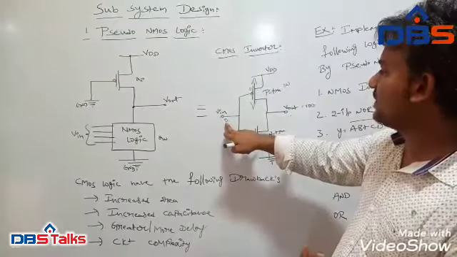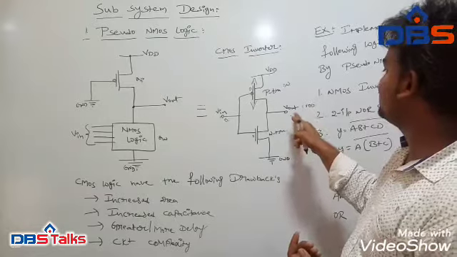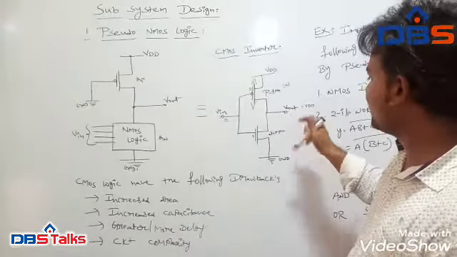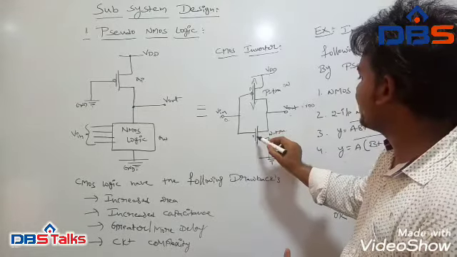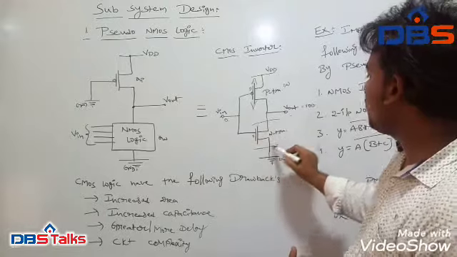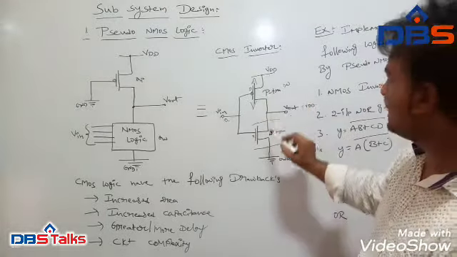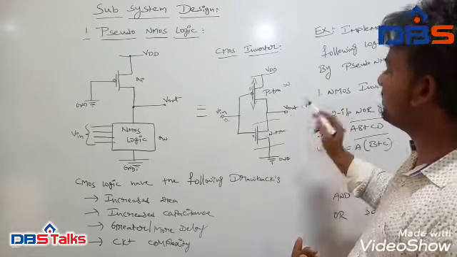Because we applied 0 voltage, but we get VDD voltage at the output of this design. For the NMOS transistor, the input is 0, so it will be an open switch. So this is a closed switch and this is an open switch. Based on this, the output voltage will be VDD.